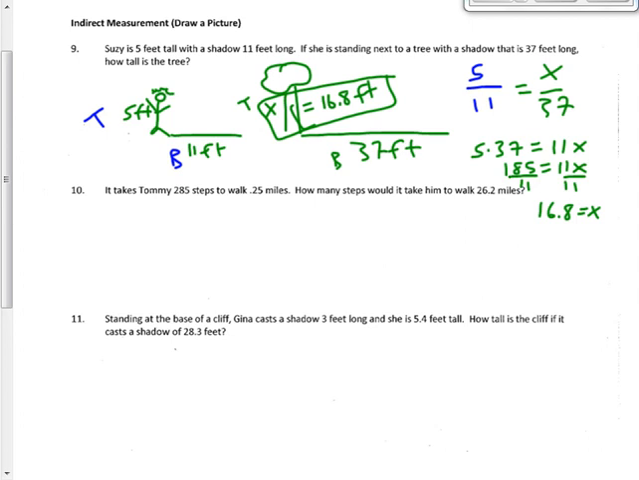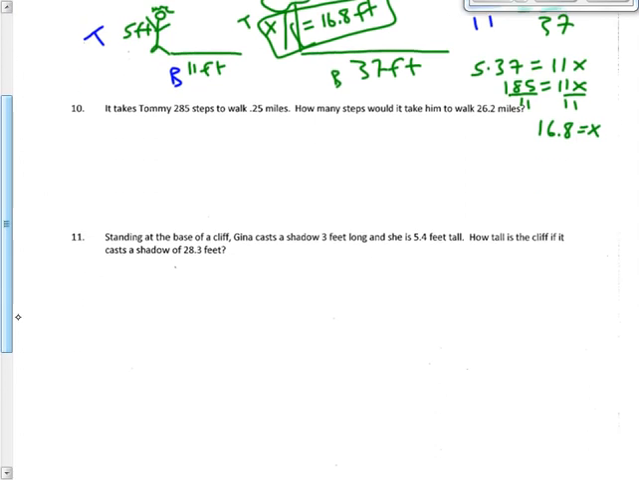Okay, we're going through and we're doing the same type of problem. Tommy's taking some steps and walking some miles. We want to know how many steps would be miles, so there's a proportion there. Standing at the base of a cliff, there's a shadow and a height of a person. The cliff has a shadow, kind of like our tree problem that we just did. Okay, going through and using proportions, following along, matching parts up of these different problems. Parts of a triangle, parts of a story problem, matching them up to be able to use a proportion.